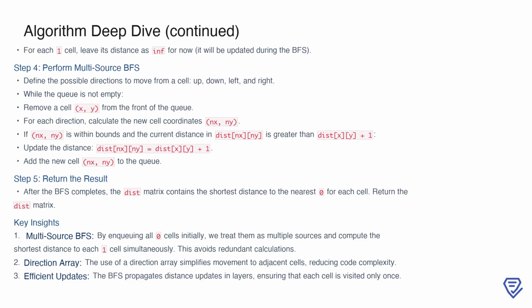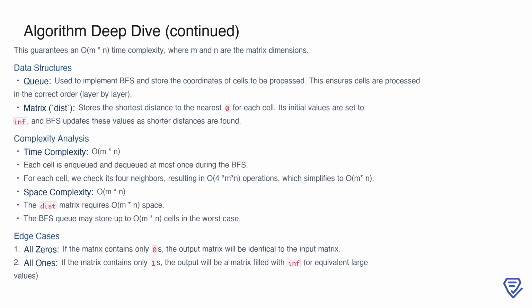Once the BFS traversal completes, the dist matrix will have the shortest distance to the nearest zero for every cell in the matrix. This approach guarantees a time complexity of O(m*n), where m and n represent the matrix dimensions. Each cell is processed once during the BFS traversal, and for each cell, we check its four neighbors. This results in a total of O(4*m*n) operations, which simplifies to O(m*n).